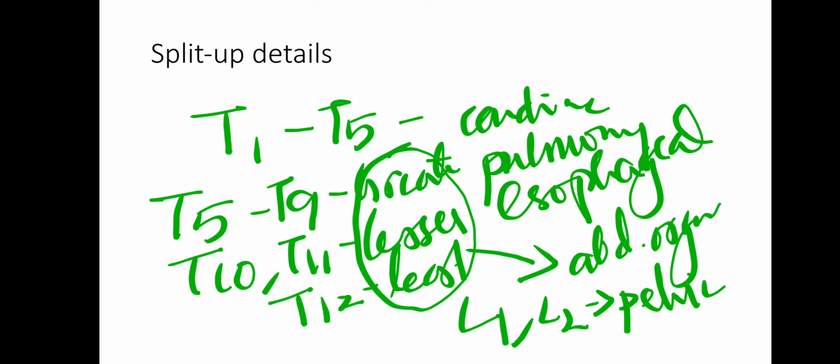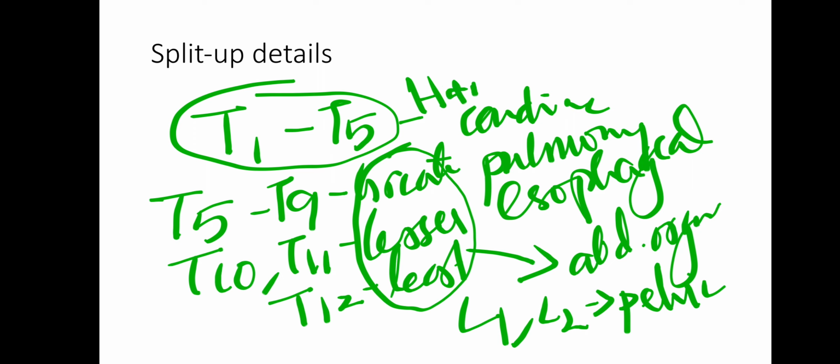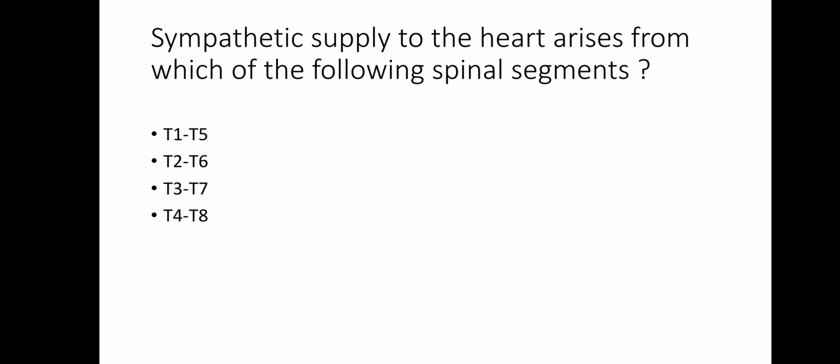So the T1 to T5 level contributes to the head and neck region and to the cardiac, pulmonary, and esophageal plexus. Now coming back to the question, the sympathetic supply to the heart arises from which of the following spinal segments? The cardiac plexus is formed from the segments T1 to T5.